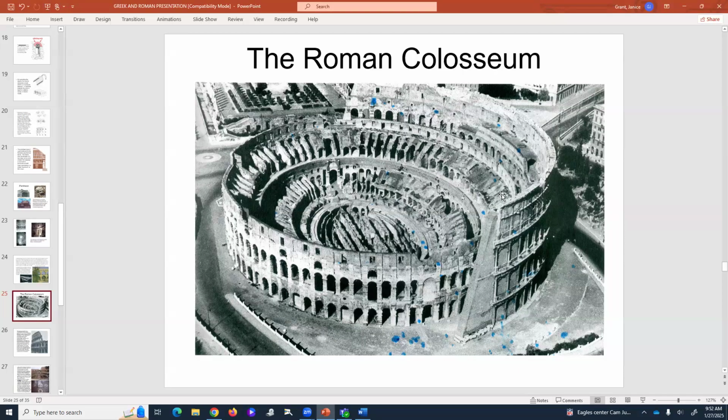They added this triangular piece here that wasn't originally there. That's just to help support the wall as it was starting to decay. I just want to point that out to you.